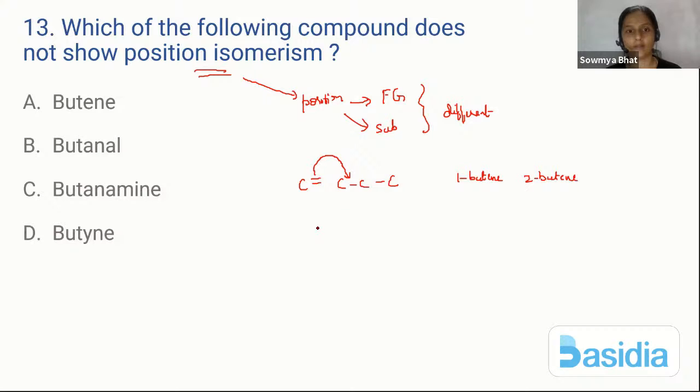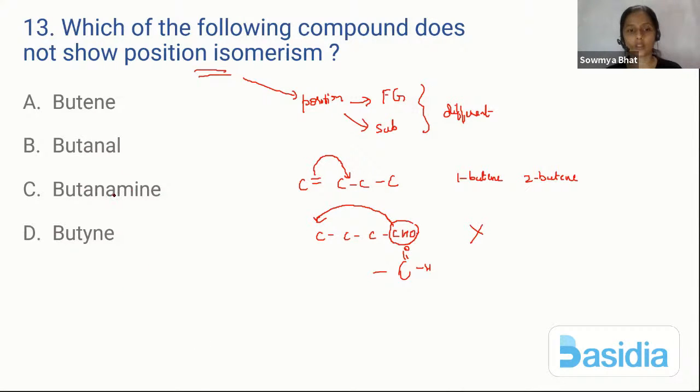In the butanal, when you say butanal, there should be 4 carbon atoms and the CHO group. Al refers to aldehyde, but always aldehydes come at the end. This is the formula of aldehyde, C double bond HO. So this can't come in between. If it comes in between, then it is called a ketone. So either you have to put it this side or this side. Both are one and the same because you are going to number from the functional group. So this can't have the position isomerism.